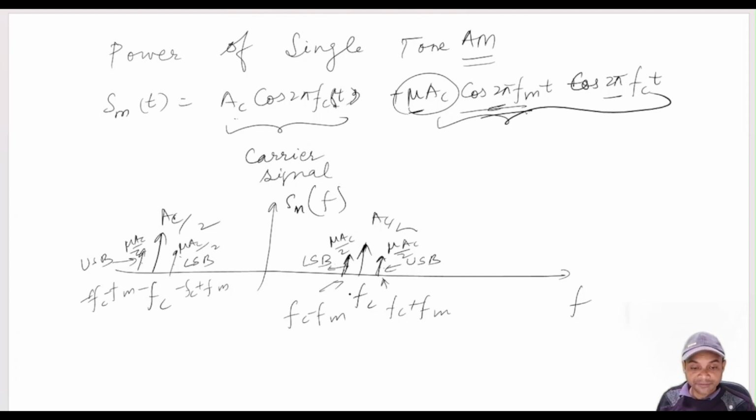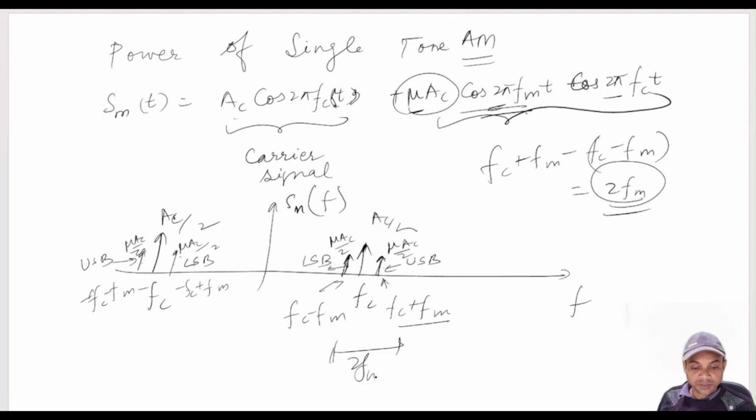If you talk about bandwidth, then bandwidth will be FC plus FM minus FC minus FM, that will be 2 FM. Bandwidth will be 2 FM. If we talk about power, then we have to add the power of the right side of frequency as well as the left side of frequency. Then the power of AM will be, what will be the power, just AC by 2 whole square.